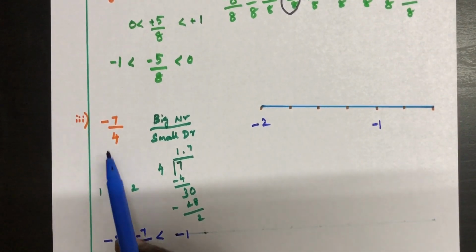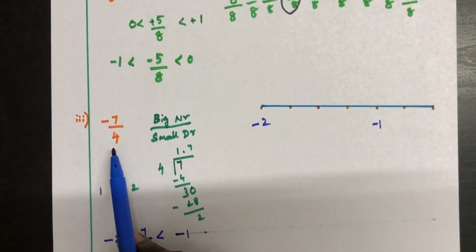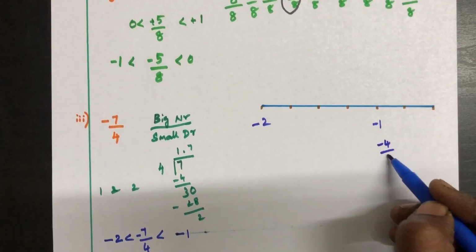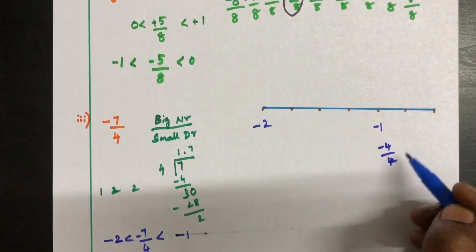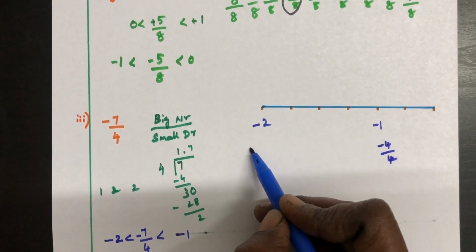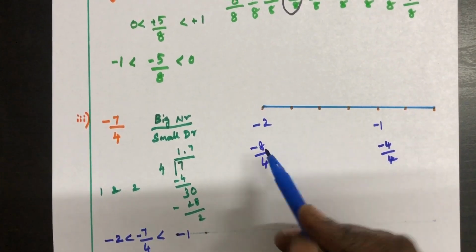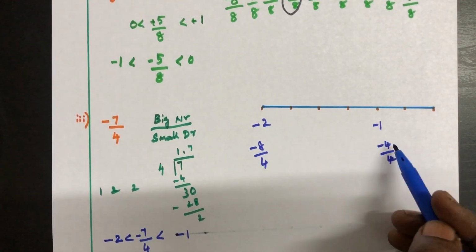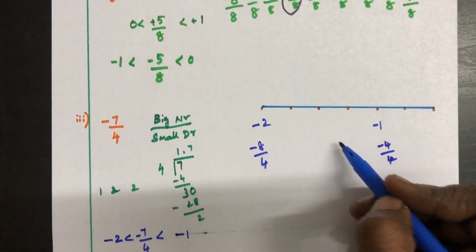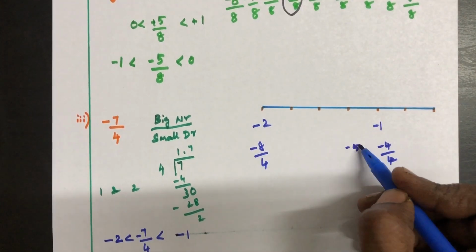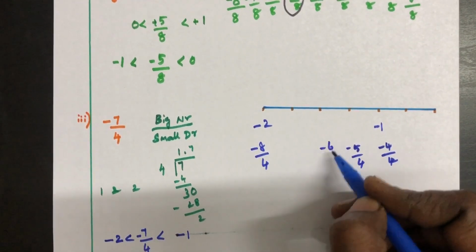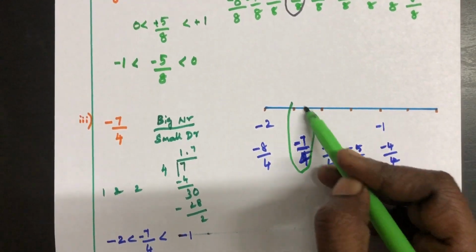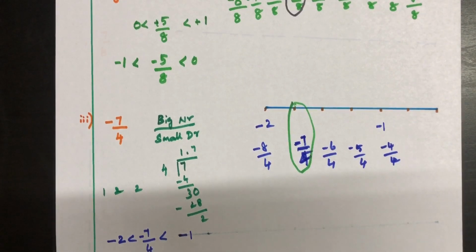Now, what we are going to do? See, the denominator is 4, so I am going to make the denominator 4. That means minus 4 by 4 is nothing but minus 1, right? Obviously, this must be minus 8 by 4, then only it is minus 2. Minus 8 by 4 is minus 2. Now, what are the numbers that will come? This is minus 4 by 4, so this must be minus 5 by 4, minus 6 by 4, and this is minus 7 by 4. Our rational number is here. In this place, our rational number exists.